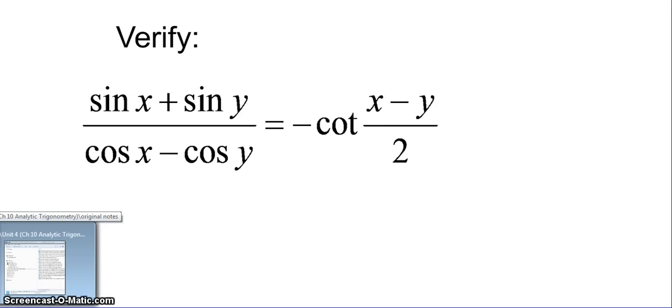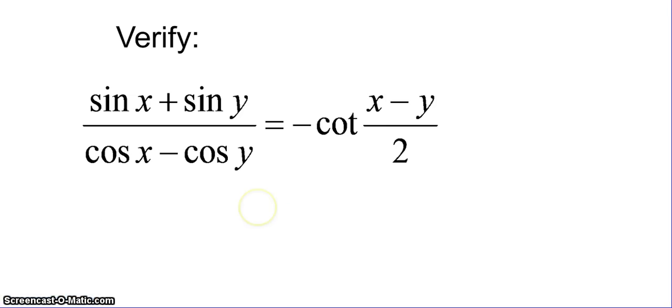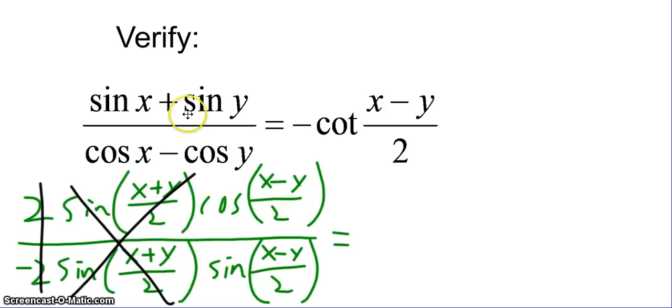Alright, here I want you to again verify the trig identity. Again, here my hint would be to use the sum to product identities. Pause the video, unpause when you're ready to check your work. Okay, so on the left hand side, the sine of x plus the sine of y is 2 sine of x plus y over 2 cosine of x minus y over 2, and the cosine of x minus the cosine of y is negative 2 sine of x plus y over 2 sine of x minus y over 2.